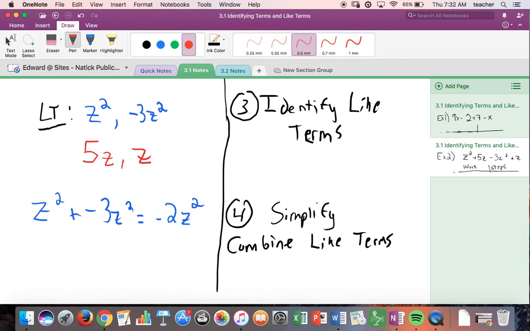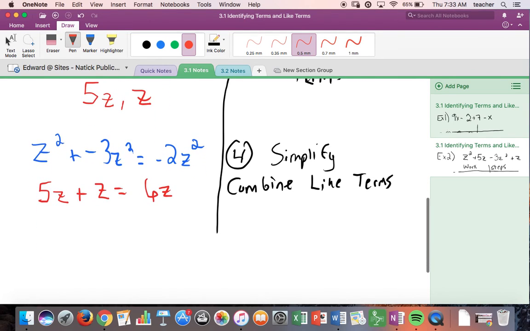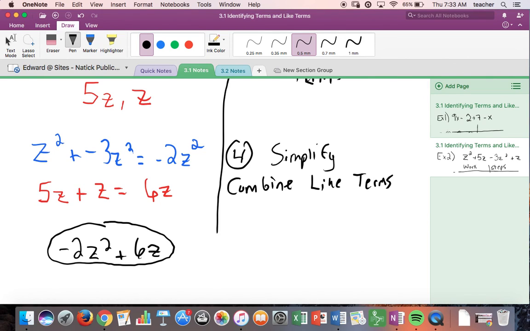And then our other like terms are 5z and z, and we have to add them together, because combining tells you that you have to add. So 5z plus z is 6z. So then my final answer, which I'm going to write in black, is negative 2z squared plus 6z. And I know this is my final answer because there are no more like terms. And since there are no more like terms, I know that this expression is in simplest form.